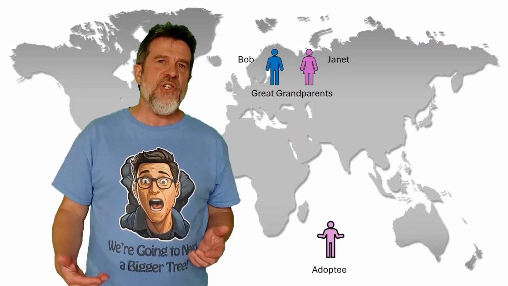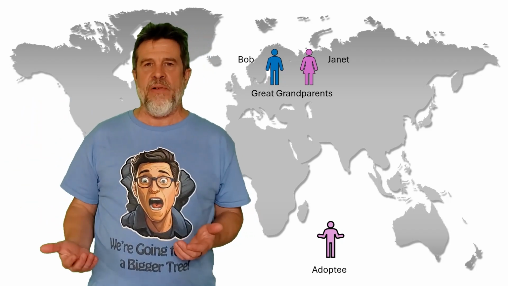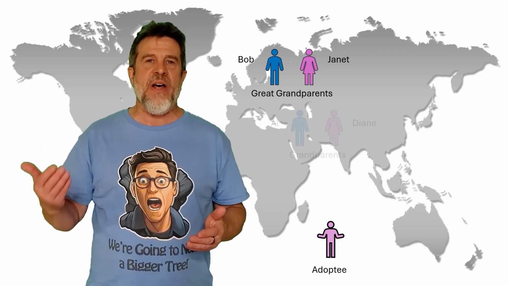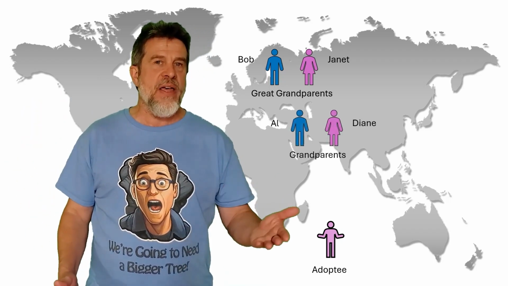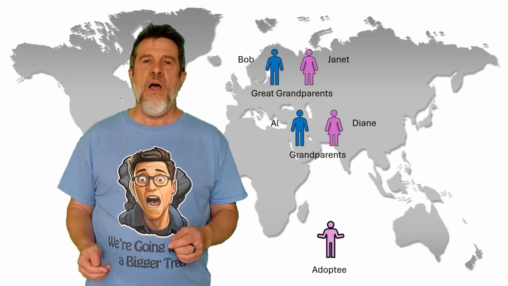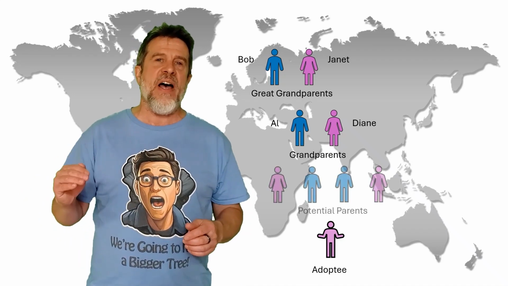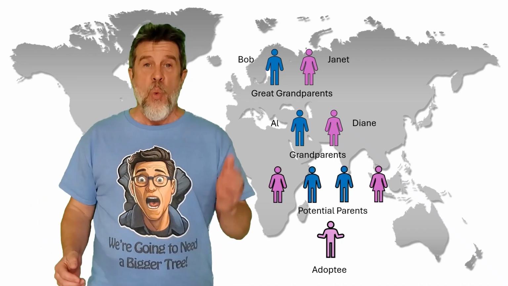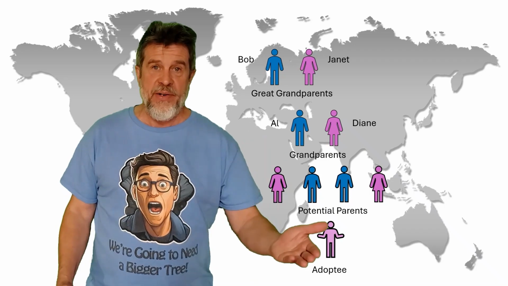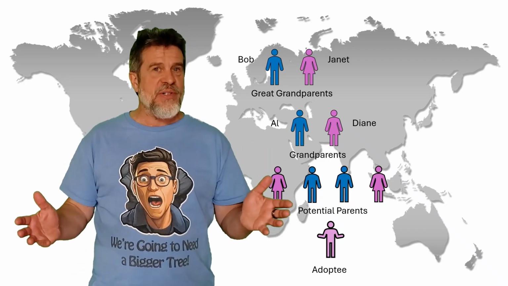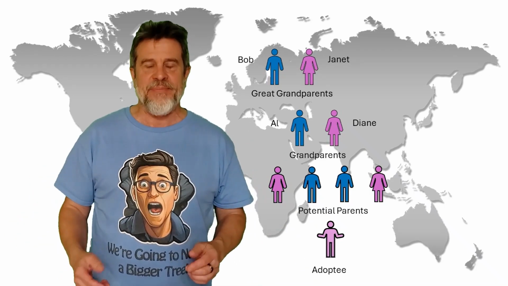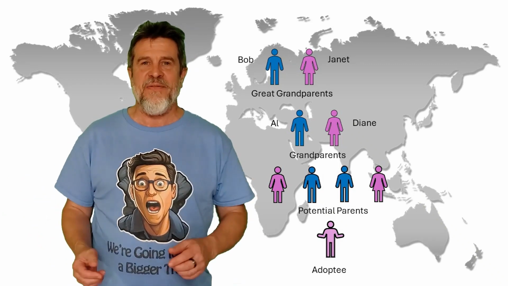Let's say that Bob and Janet are at the great-grandparent level, and we found their son Al and his wife Diane. Now she represents another family line. They're at the grandparent level. One of Al and Diane's children is one of your adoptee's parents. If they're all girls, then you found the mother lode. You found the mother's side of the family.